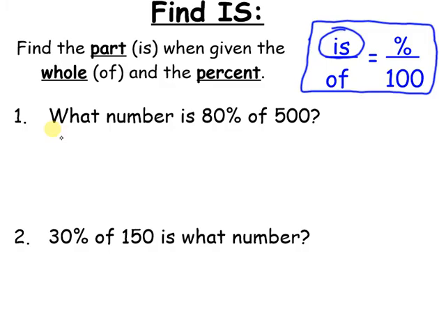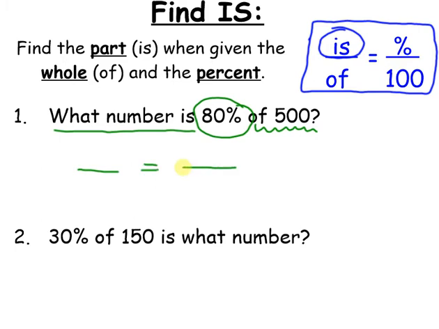What number is 80% of 500? Okay, set up your fraction bars, set them equal to each other. Your freebie 100 is always there. No matter which value you're looking for, your freebie is always 100. Your percent is 80%. This says what number is, so we're missing the is. And this says of 500, our of is on the bottom, so our 500 will be here.